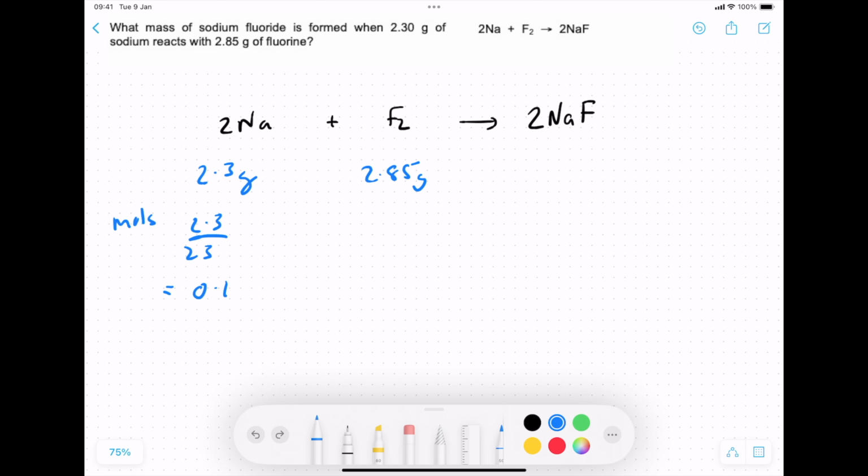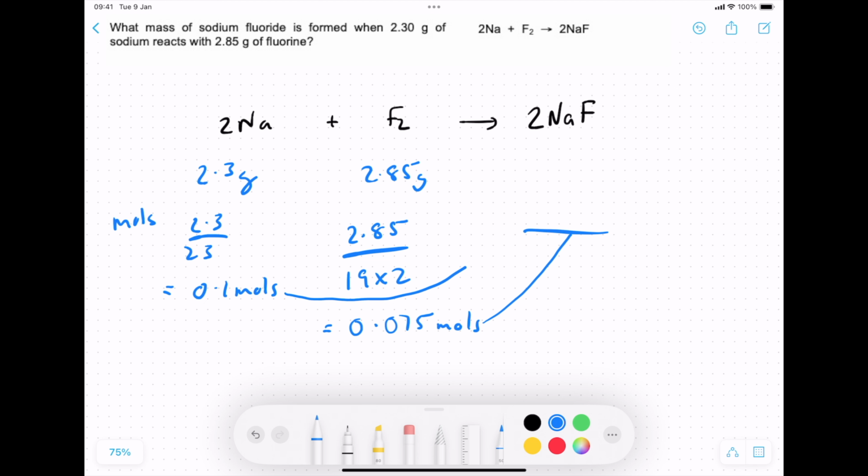Now let's do the same for the fluorine. Now fluorine is diatomic, so it goes around in nature as F2, not F. So it'll be 2.85 divided by 19 times 2, and that gives 0.075. So we have 0.1 moles of sodium and 0.075 moles of fluorine. So what we've got to do next is see how much product would be made from each one of those reactants individually. So in other words, how much sodium fluoride would be generated from that number, and then how much will be generated from that number. And the smallest value is the one that we take as the limiting reagent.